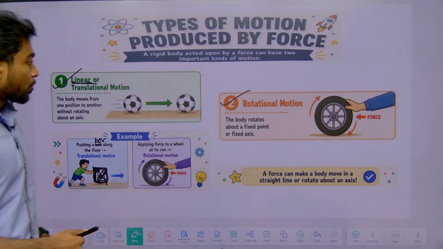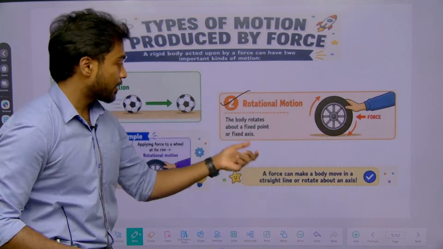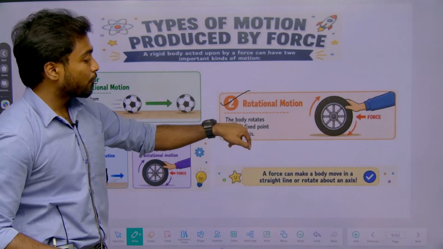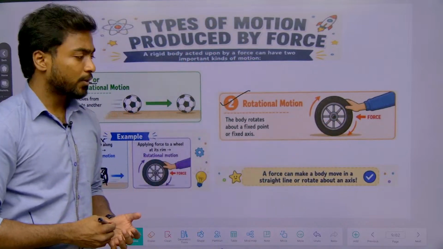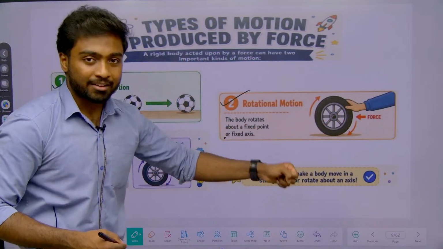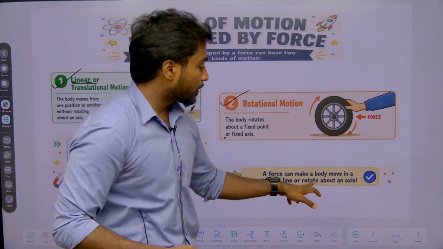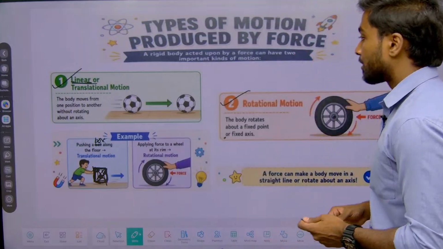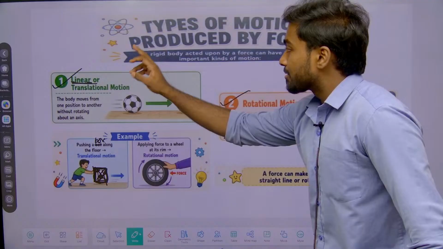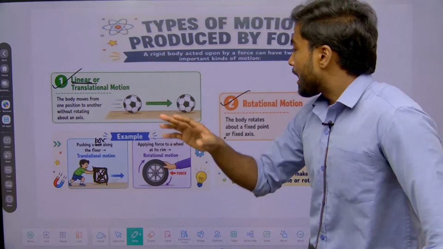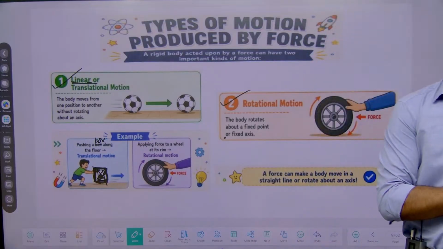So what happened here? A ball is rotating, a wheel is rotating. The body rotates about a fixed point. Which is the fixed point? The center point is fixed, so we say on a fixed axis. So force can make a body move in a straight line or rotate about an axis, right? This is the type of motion we are going to discuss: one is linear or translational, and one is rotational motion. Okay, you can copy this down.